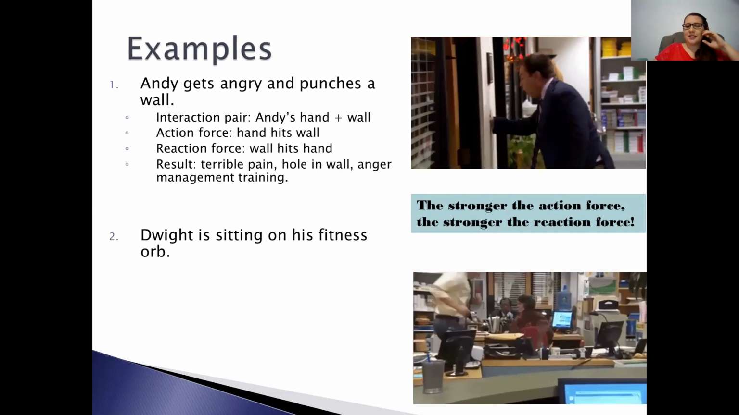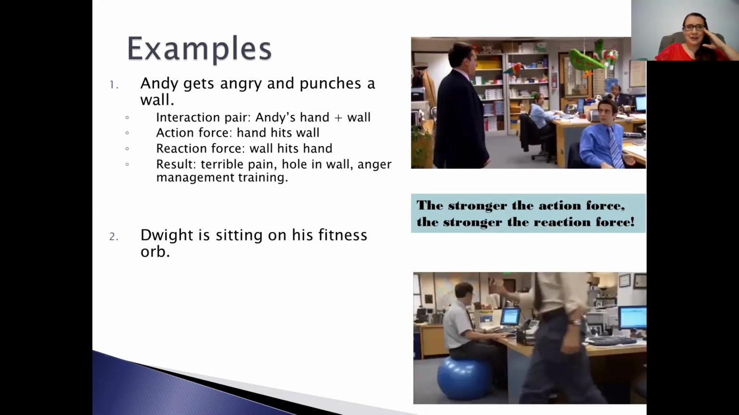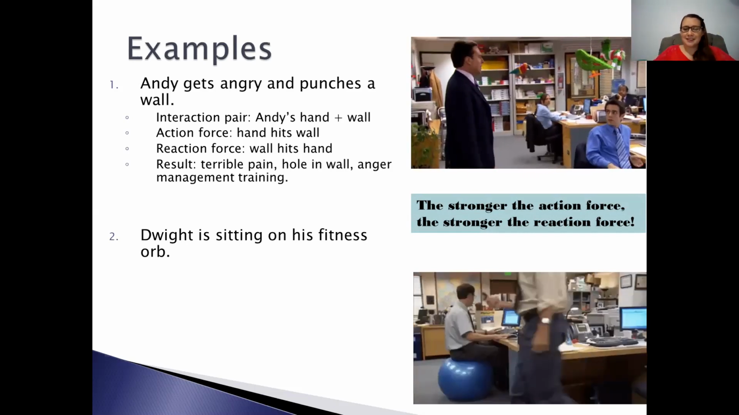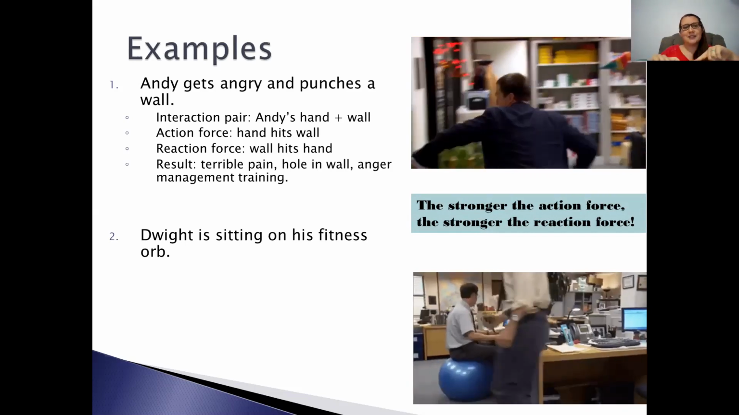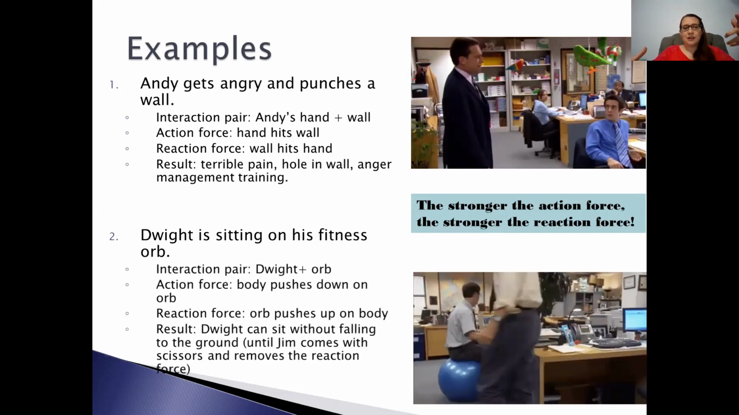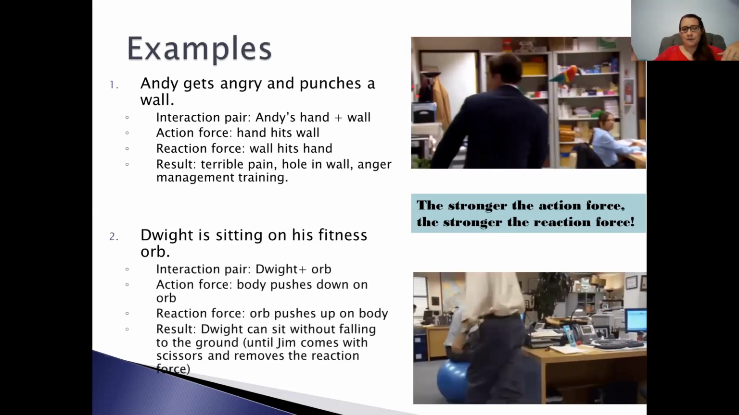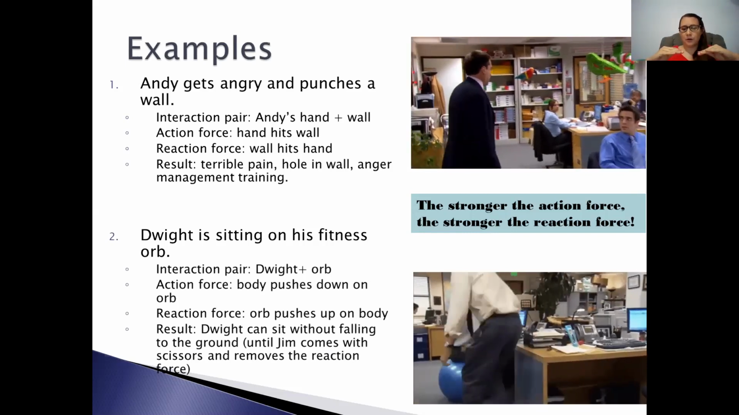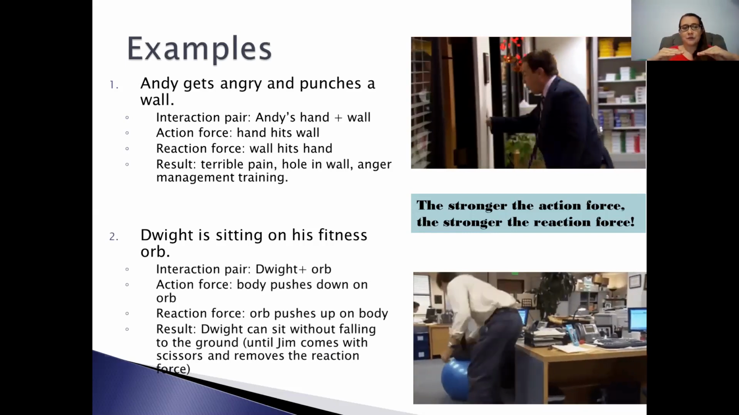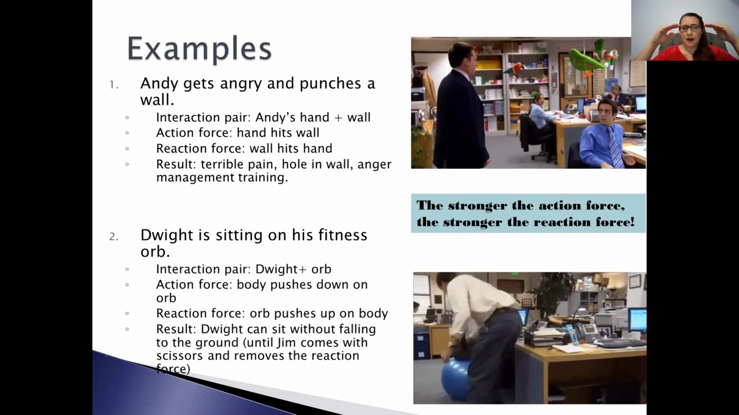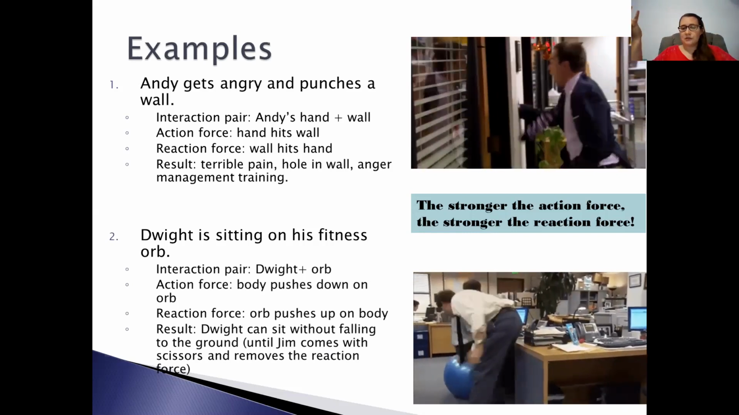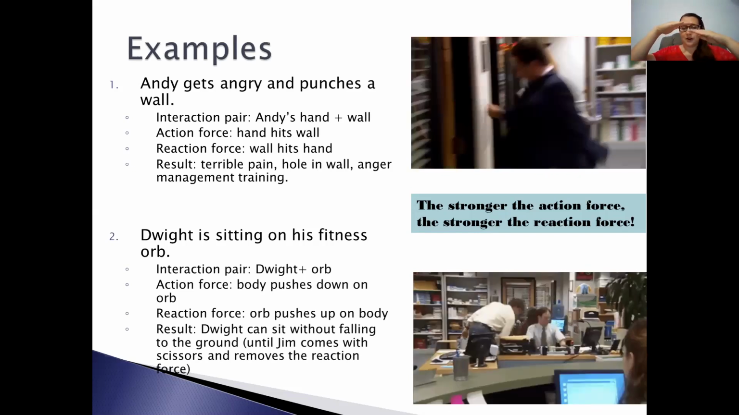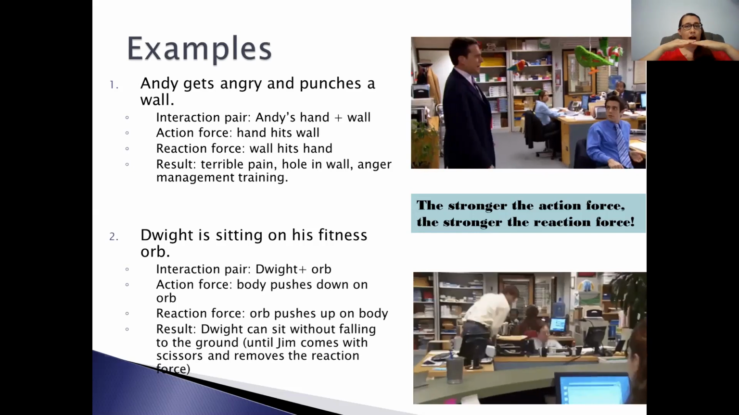Okay, so here, in this clip, you can see several different interaction pairs, or pairs of objects that are interacting. But in this scenario, we're going to focus just on Dwight and his fitness orb. So the interaction pair is Dwight and his orb. The action force is that his body is pushing down on the orb, and the reaction force is that the orb is pushing up on his body. So he doesn't go anywhere, because those two forces are equal to each other and opposite in direction.